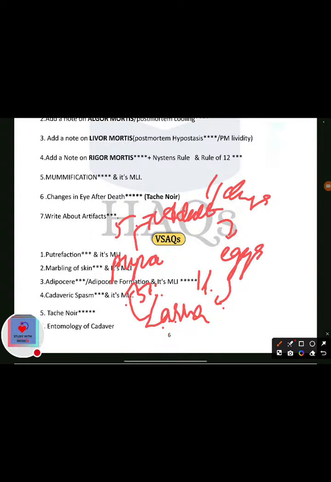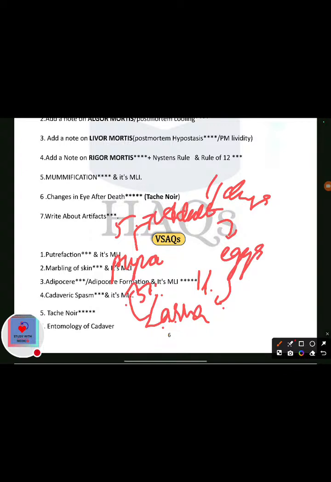Okay, now some questions. For estimation of time since death, all the following criteria are necessary except: rate of rise of temperature per hour, rectal temperature, rate of fall of temperature per hour, normal body temperature. Rate of fall is needed, not rate of rise.